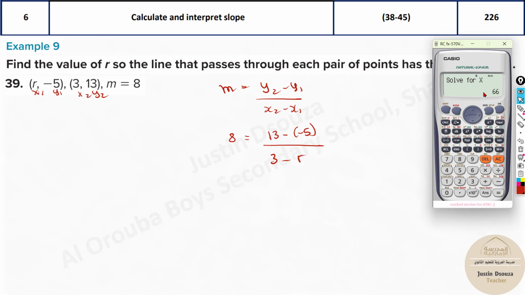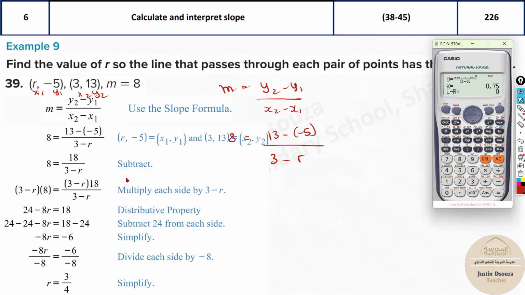Now this is the old saved answer, the previous saved answer. When you press shift solve, equal to, you get the new answer. It's 0.75 or 3 by 4. So that's the answer. Same way, please do it. Now what if you don't know 0.75 is 3 by 4? You will have 4 options, isn't it?